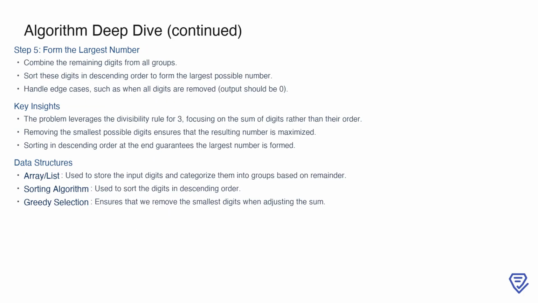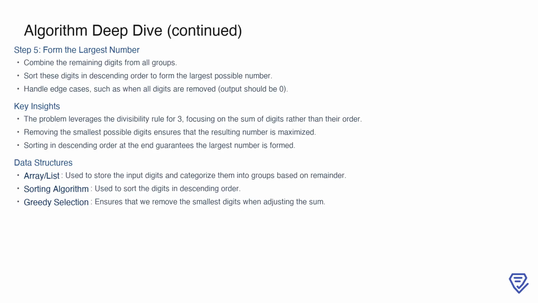After adjusting the sum to make it divisible by 3, the next step is to form the largest number with the remaining digits. To do this, we combine all the remaining digits from the 3 groups and sort them in descending order. This ensures that the final number is as large as possible. It's important to handle edge cases here. For instance, if all digits are removed during the adjustment process, the output should simply be 0. Similarly, if the input consists entirely of zeros, the output is also 0.